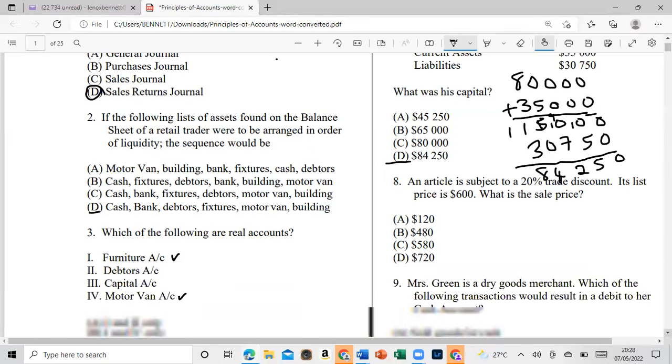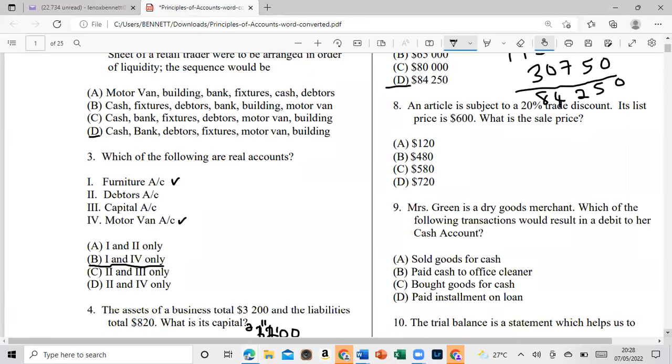Let's move on to number 8. It says an article is subject to 20% trade discount. Its list price is $600. What is the sale price? Read the question carefully, all right? So that means you're only going to pay 80%. 80% is a reduction in the price.